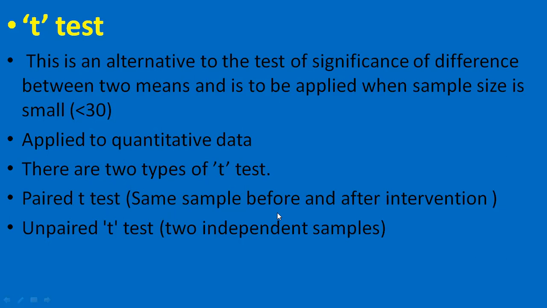Suppose you have two independent samples, like one group with one mean of hemoglobin and another group with another mean of hemoglobin. You want to compare between these two means of hemoglobin from two different samples. So we use the unpaired t-test. Please don't get confused between the paired and the unpaired. The paired t-test is for the same sample before and after intervention, whereas the unpaired t-test is for two independent samples. It can be before intervention or after intervention, but the samples are different. They are taken from different populations, and we are comparing their means.